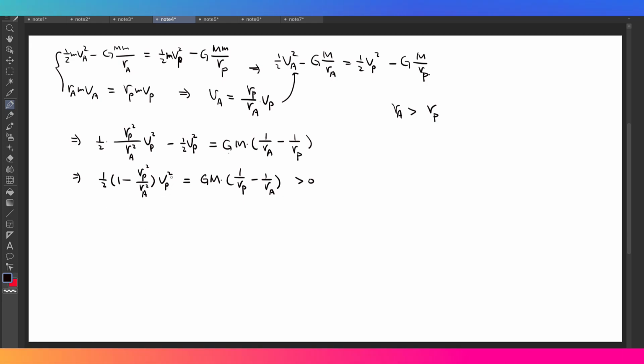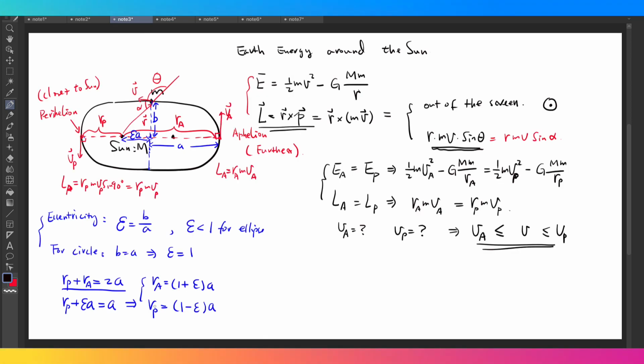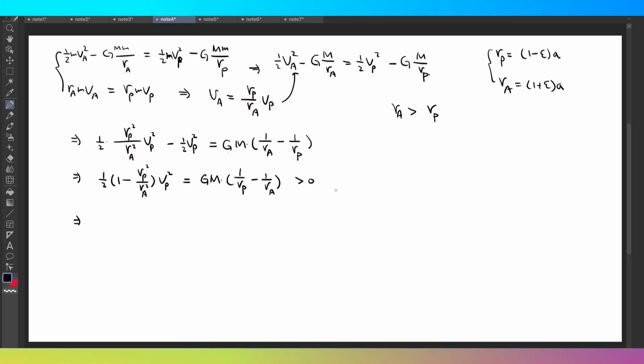Okay, so let's figure out what's VP here. And remember we said RP and RA, right? So RP is 1 minus epsilon times A. RA is 1 plus epsilon times A, in terms of semi-major axis length, right? So that's these two. So now if I use that, I will get 1 minus, so RP squared equals 1 minus epsilon squared, right? And then 1 plus epsilon squared, okay?